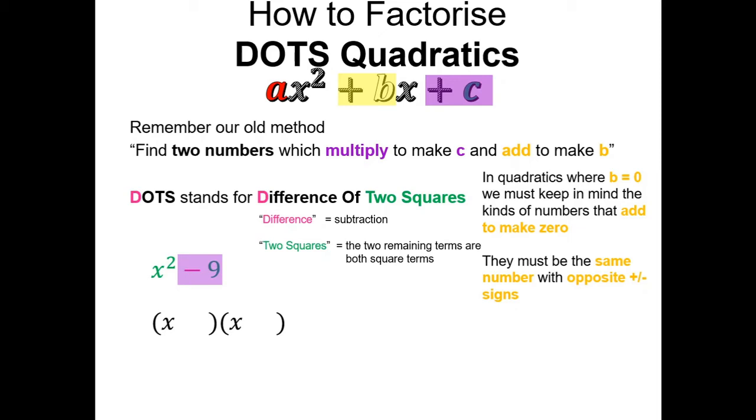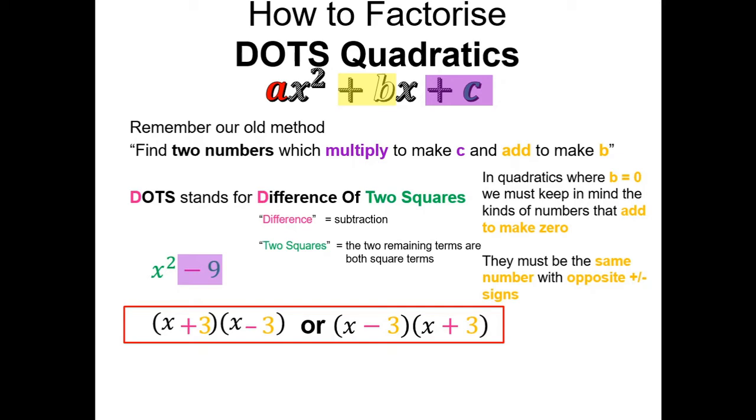So that makes things a little bit easier for me when I'm trying to figure out what numbers I need to put in here. I know they need to be the same number, but they have to have a different sign. So what same number multiplies by itself to make 9? 3 times 3, right? But I don't want to make positive 9, I want to make negative 9. And to make a negative number by multiplication, they've got to be opposite signs. So I've got positive 3 and negative 3, or negative 3 and positive 3. Either way is fine, right?